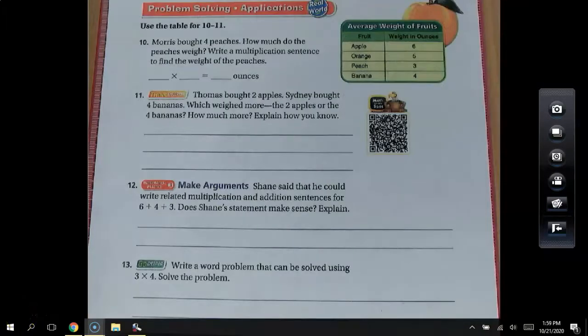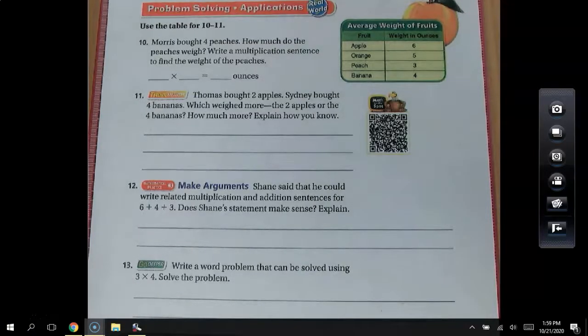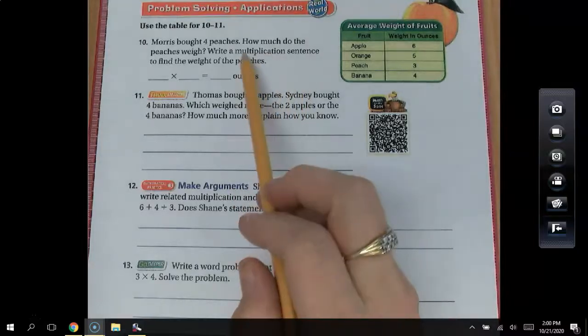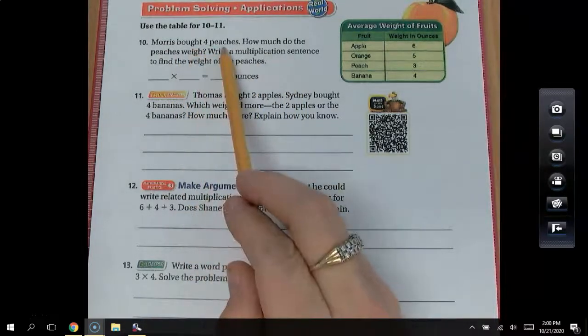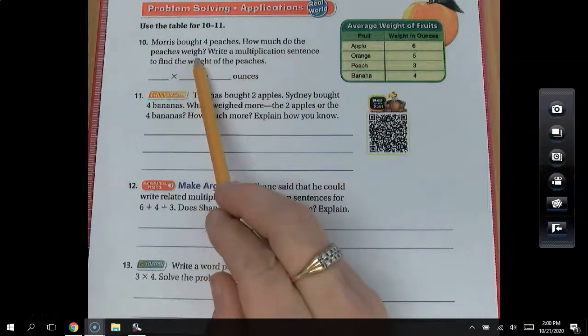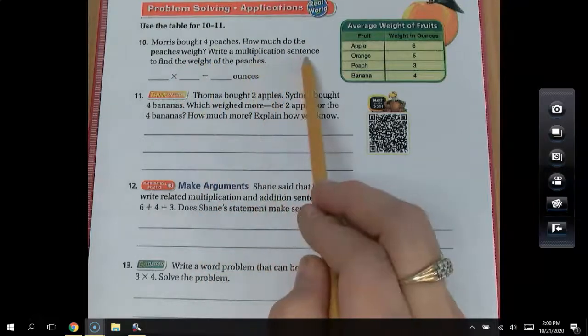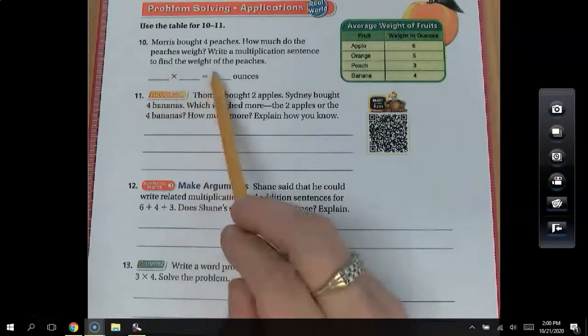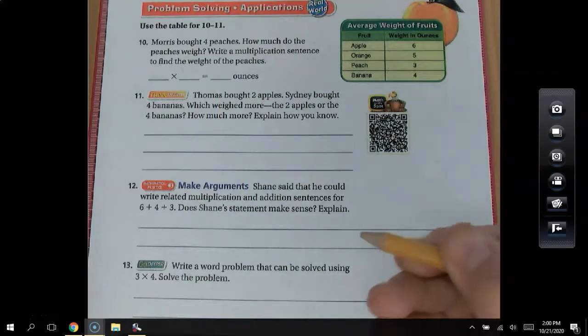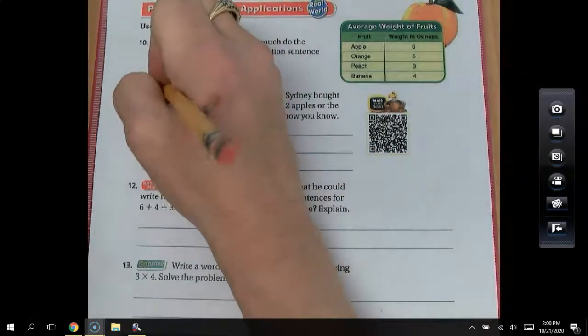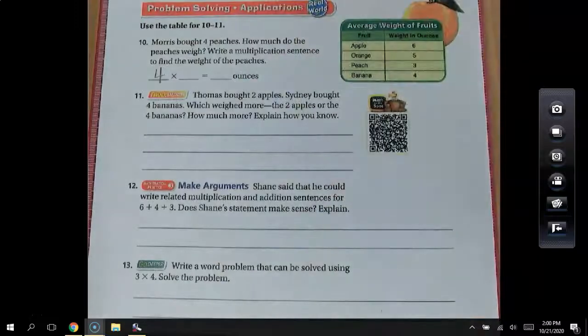Okay, boys and girls, let's finish our last page in math. We're on page 148 now. This is all problem solving. So, let's look at number 10. It says Morris bought 4 peaches. How much do the peaches weigh? Write a multiplication sentence to find the weight of the peaches. Well, we know he bought 4 peaches. So we're going to write 4, okay? And we want to know how much each peach weighed.